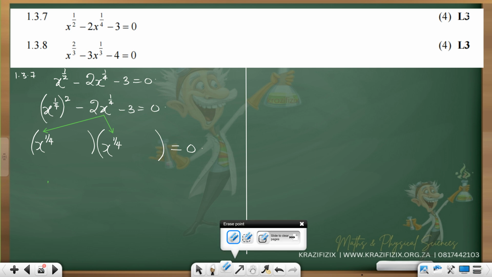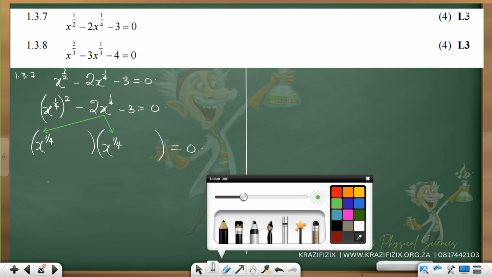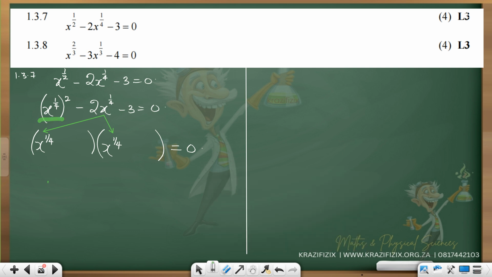Once I have it in this form, look at the form again: x to the power 1 over 4, x to the power 1 over 4, and I have a squared. It's like saying k squared minus 2k minus 3. You put a k here, you put a k here. I want you to start seeing that. My product is 3 and 1, I want a negative 2, so it's 3 and 1. Lovely.